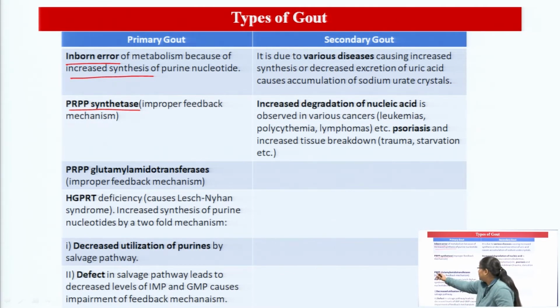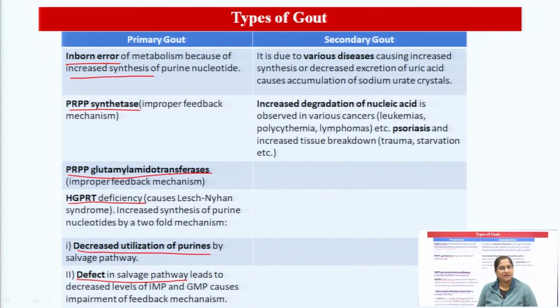Then what will happen? Your PRPP glutamyl aminotransferase enzyme is again having improper feedback mechanism. Then the enzyme HGPRT deficiency causes the Lesch-Nyhan syndrome. This is again what we have seen in primary gout. Then decreased utilization of purines by the salvage pathway, and last, if there is a defect in the salvage pathway, then we can see this primary gout is happening.